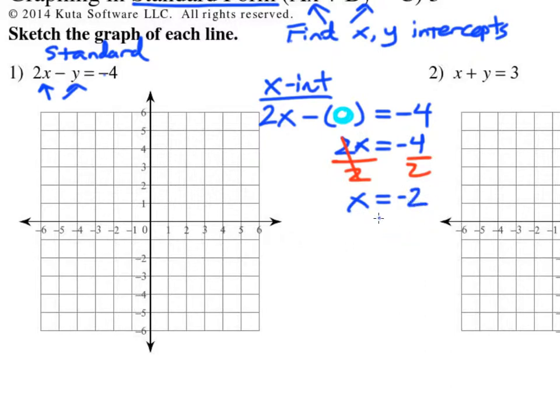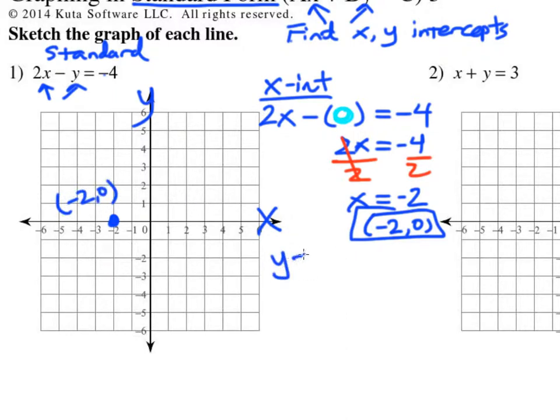Remember, this is a point, so we're going to rewrite it as a point: negative 2, comma 0. All right, let's go ahead and put that on our graph. Remember, this is our x-axis, and this is our y-axis. So negative 2, comma 0 on the x-axis would be right there.